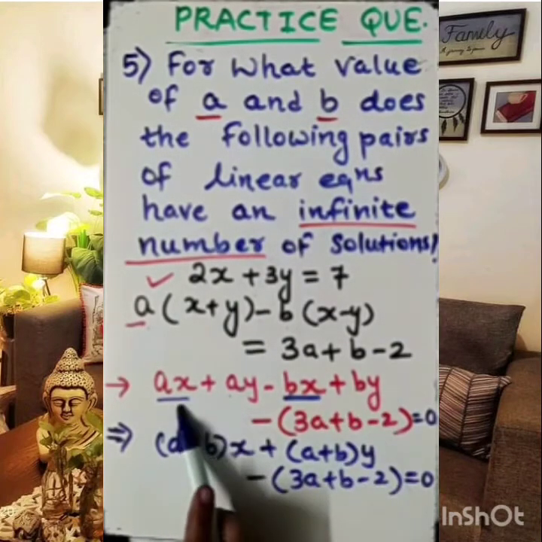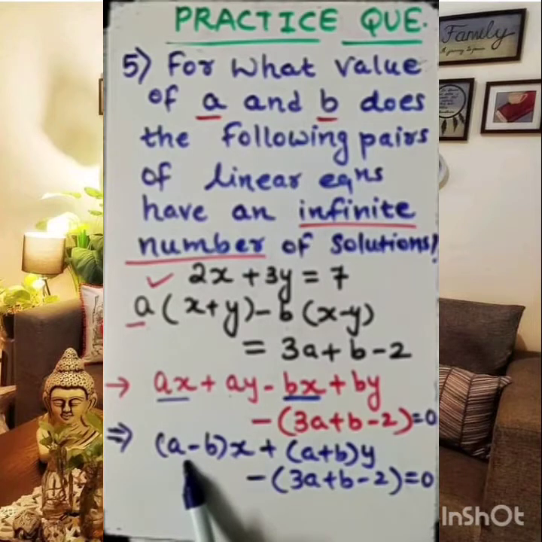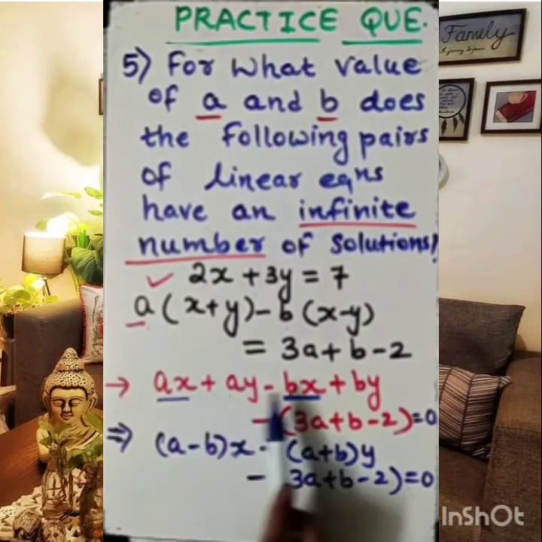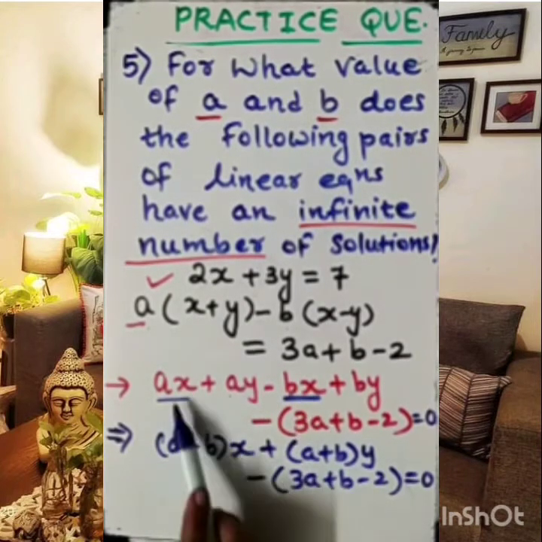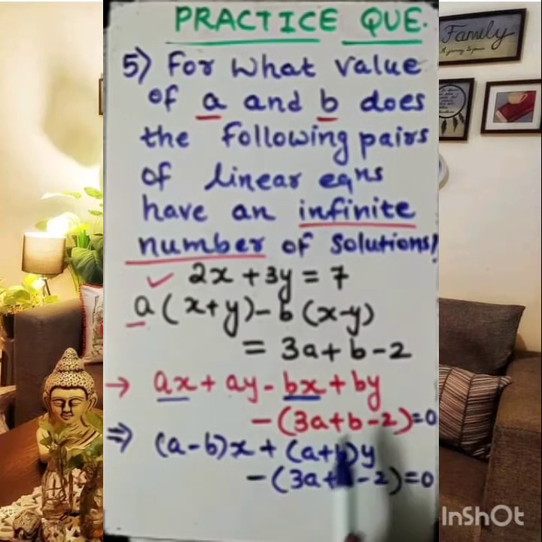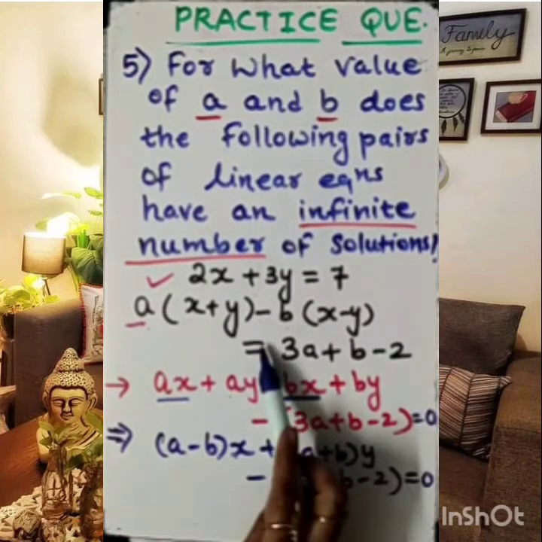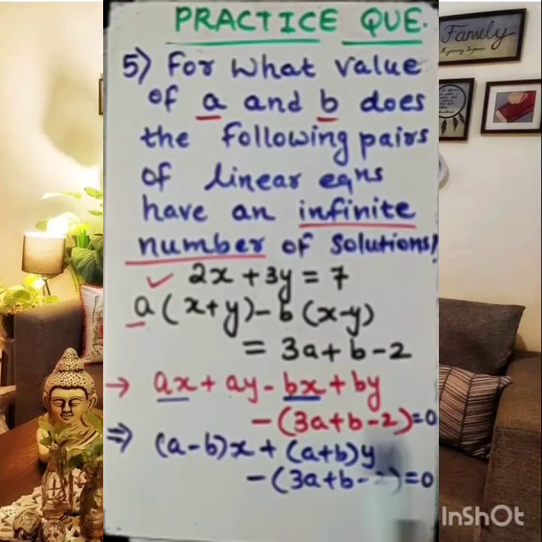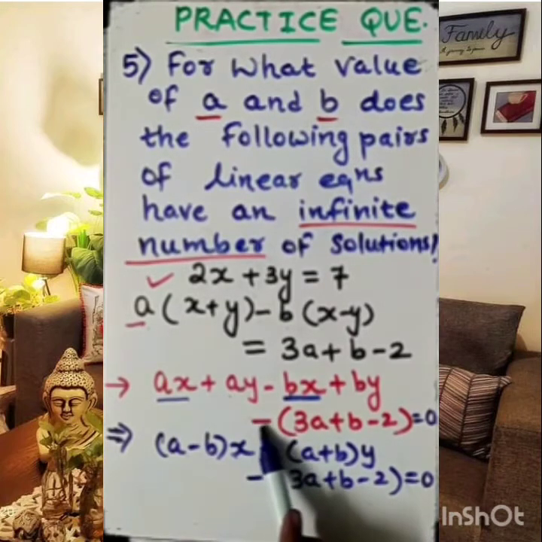Now I am putting these two terms together, and from these two terms x is common, so I have a minus b. From these two terms, both are positive, so a plus b times y. And this full bracket which is given on the right side, I am bringing to the left side, so it is minus the full bracket.